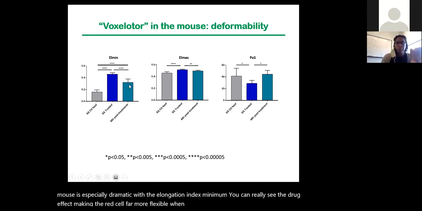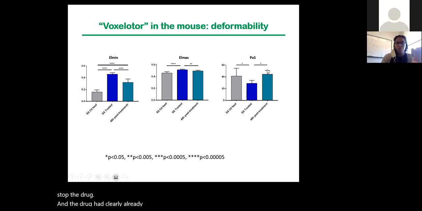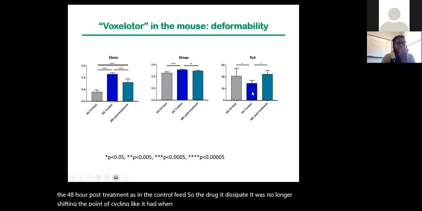But what I found interesting was that I could still see some improvement in flexibility of the red cell even after I'd stopped the drug. And the drug had clearly already cleared, because you can see the point of sickling is the same in the 48-hour post-treatment as in the control feed. So the drug had dissipated. It was no longer shifting the point of sickling like it had when the animals were on treatment. But there was still some improvement in flexibility, and I found that very interesting.